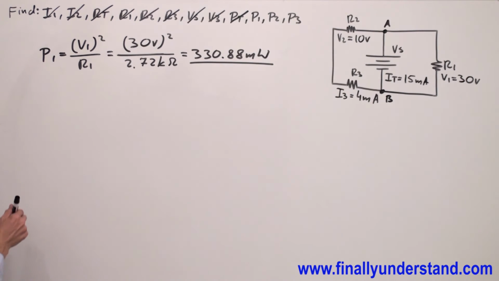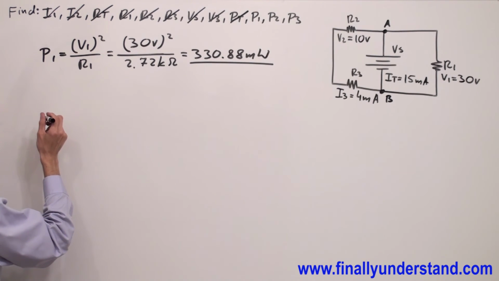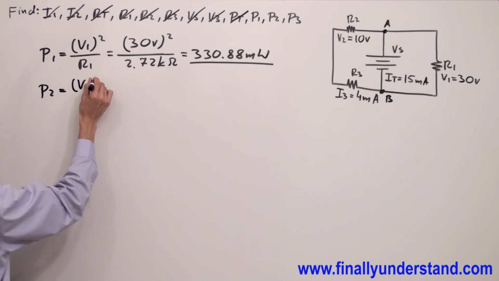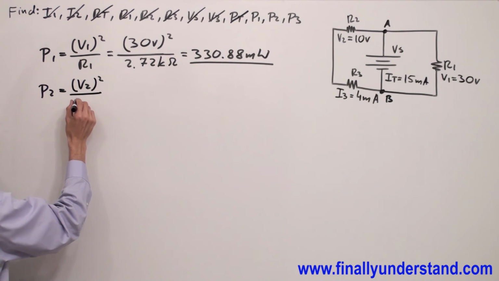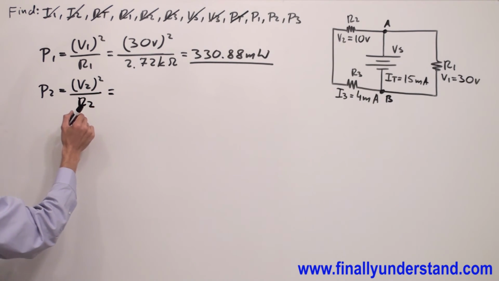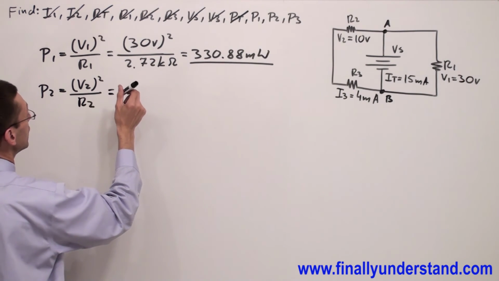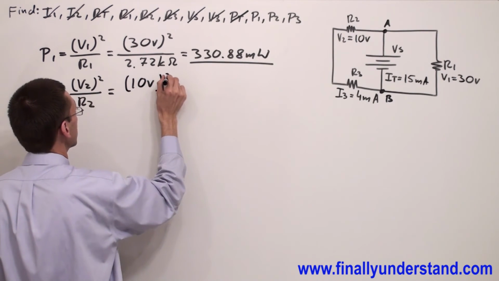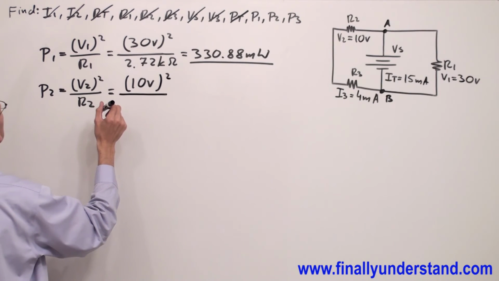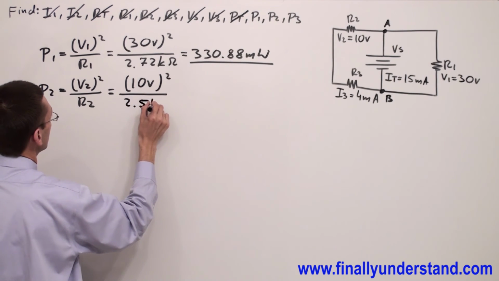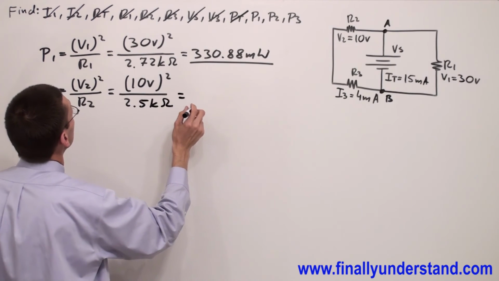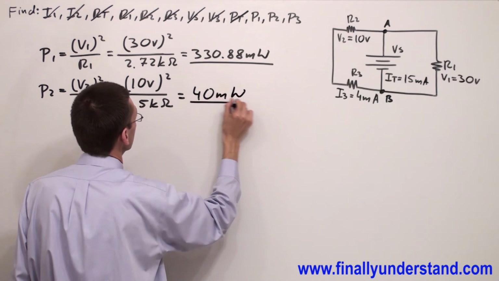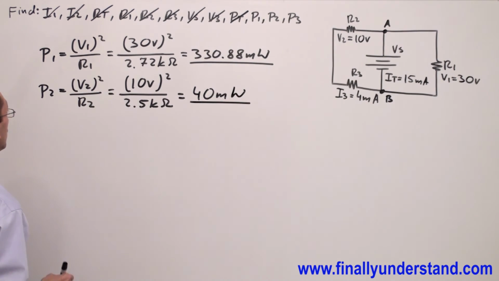Next, I'm supposed to find the power at resistor R2. So P2 is equal to V2 raised to the second power over R2. V2 is 10 volts, this is given, raised to the second power over R2, 2.5 kiloohms. This is equal to 40 milliwatts. Okay, so this is my P2.